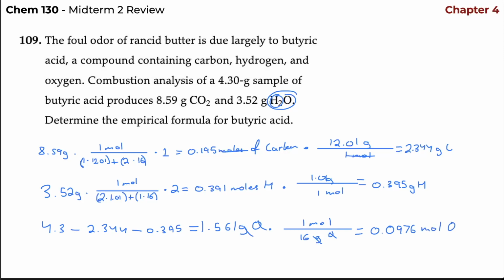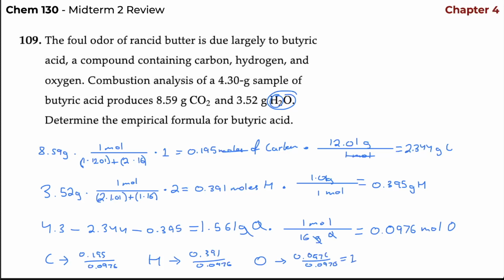So now we have how many moles of carbon, how many moles of hydrogen, and how many moles of oxygen. Now what do we do again with these 3 values? We divide by the lowest one. What's the lowest one? This, right? So for carbon, it's going to be 0.195 over 0.0976. For hydrogen, it's going to be 0.391 over 0.0976. And for oxygen, it's going to be 0.0976 over 0.0976, which is just 1, right?